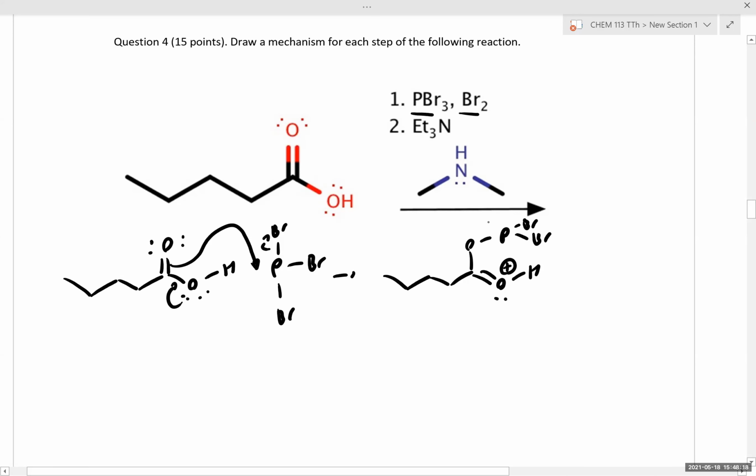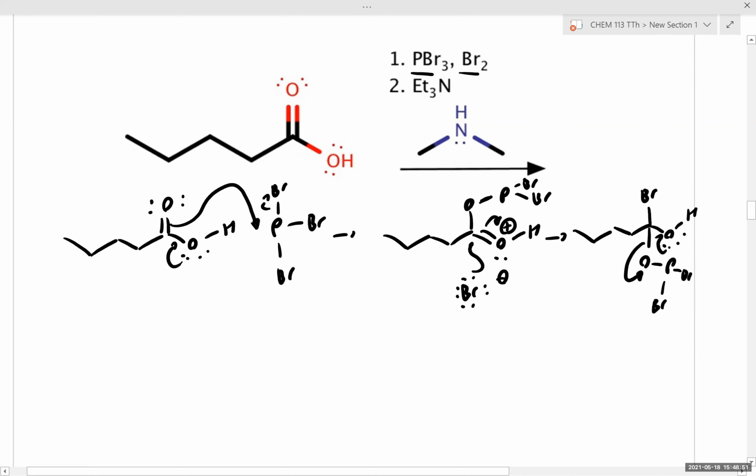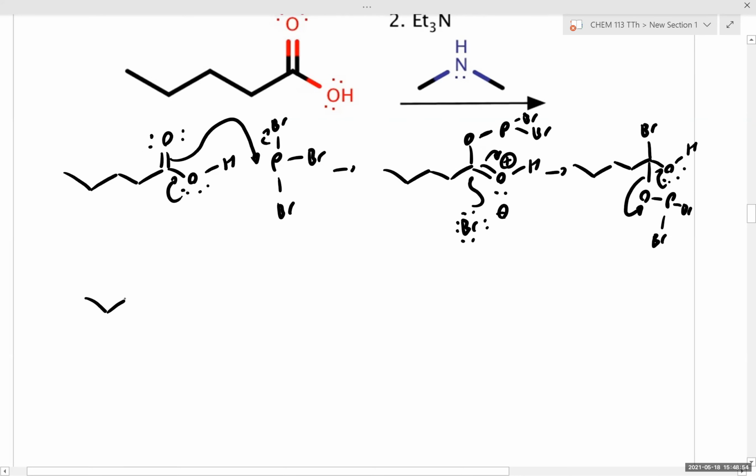Further, by forming this activated leaving group, we've activated our carbonyl carbon to further reaction with nucleophiles, even weak nucleophiles such as bromine. From here, this gives us a tetrahedral intermediate, and this is one of the few times where we're not going to be kicking out bromine. We can actually kick out our activated alcohol to give our acyl bromide product.